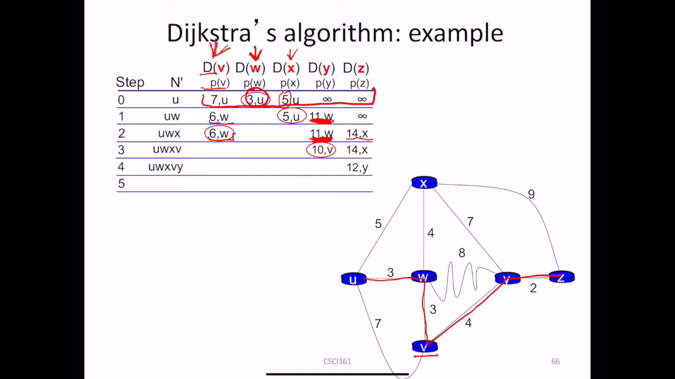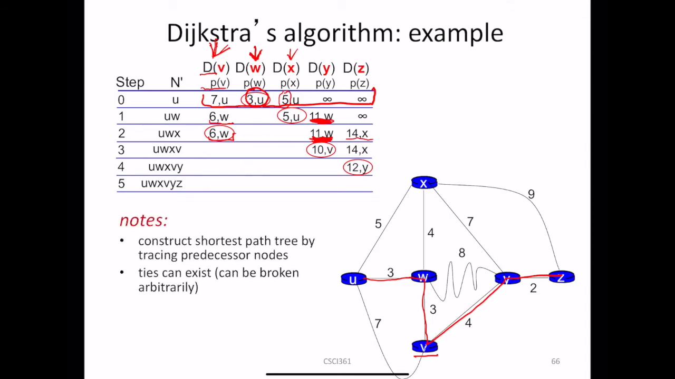Therefore, finally, we can add z into the N prime set. So here there's a note: construct the shortest path tree by tracing predecessor nodes. Which means if you want to find a path from any other router back to the source, you can trace the predecessor nodes.